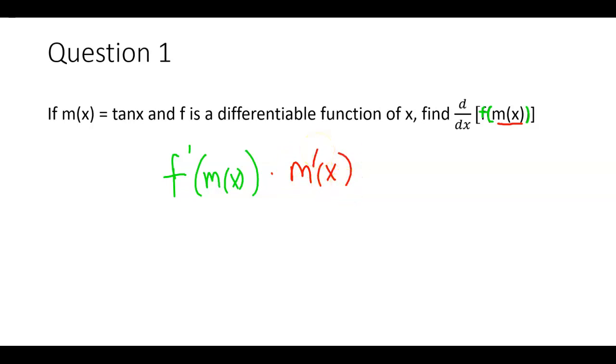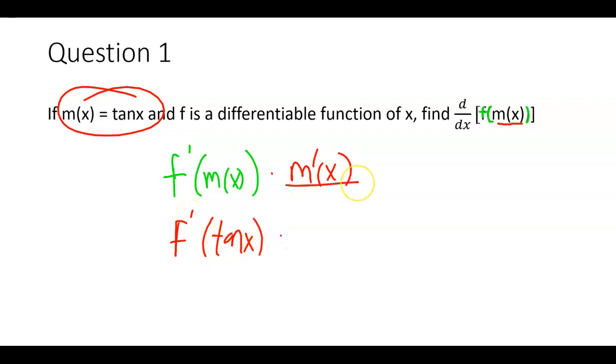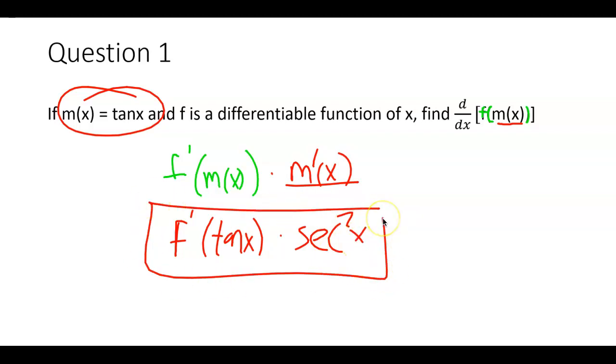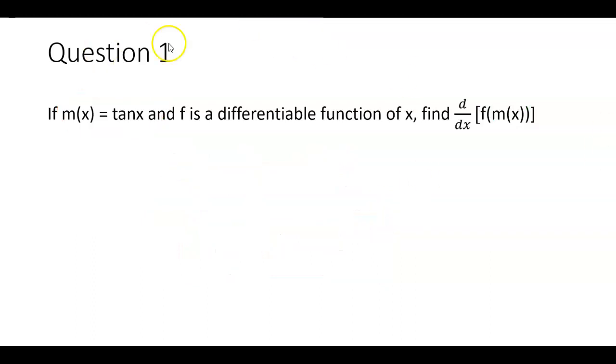Okay? Now, we know what m of x is. M of x is tangent of x, so I'm just going to replace m of x with tangent of x. And then here for m prime, I'm just going to do the derivative of tangent, which is secant squared. And that's the most we can do because they don't tell us what f is, and so that's how we'll leave it. All right, let's go ahead and take a look at number 2.